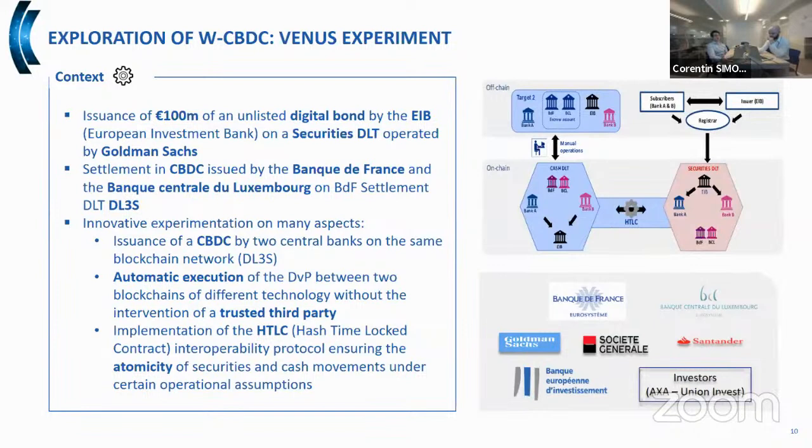And Venus was an innovative experimentation on many aspects. We allowed two central banks to issue a CBDC on the same blockchain network. The execution of the DVP was automated between two blockchains of different technology without the intervention of a trusted third party. And we implemented with success the HTLC.